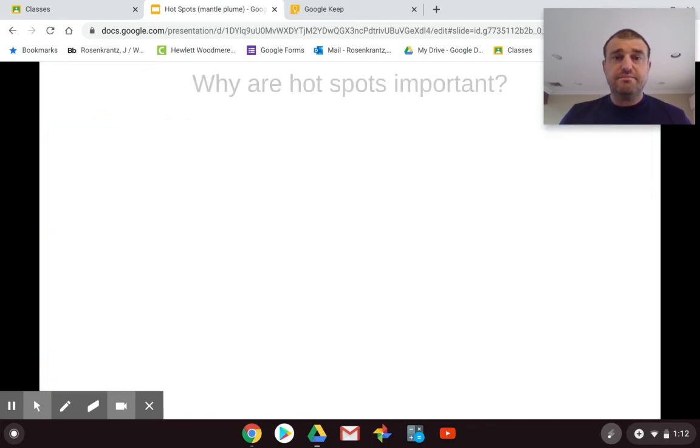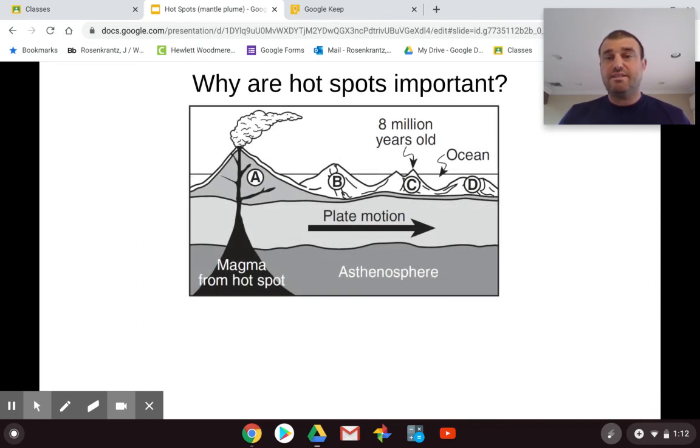All right. The next slide is the rest of the notes. So why are hotspots important? I just answered that. And here's a hotspot showing plate A, B, C, volcano A, B, C, and D. And they're telling you that C is 8 million years old. Well, if C was where A is, and the rate of movement hasn't changed, do you think you could figure out the age of B and the age of D? Well, some of you might be answering it already. I would say B is 4 million years old.